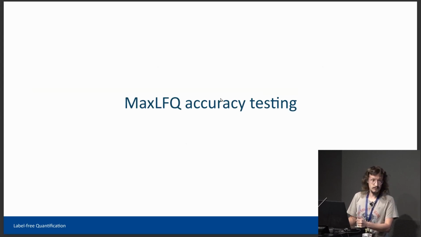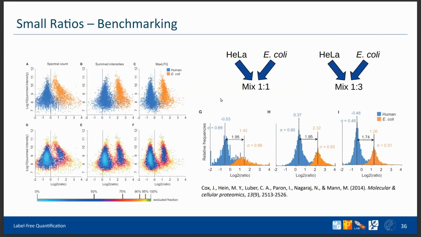MaxLFQ, when it was published, was also tested for its accuracy. One first type of benchmarking was done with small ratios. How is it done? This is a very typical experiment. In this case, we have human cancer cells and bacterial cells, and they are in known mixtures, in this case 1 to 1, and here 1 to 3.